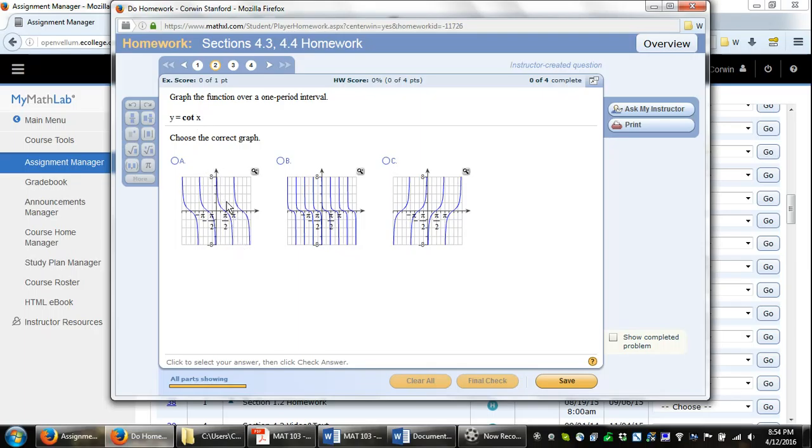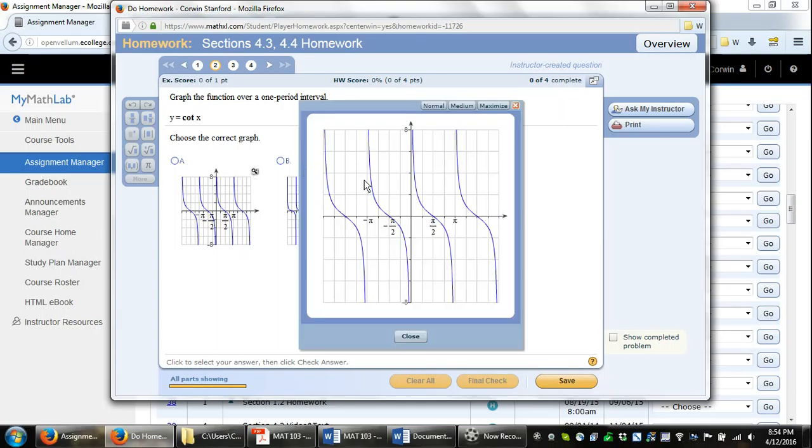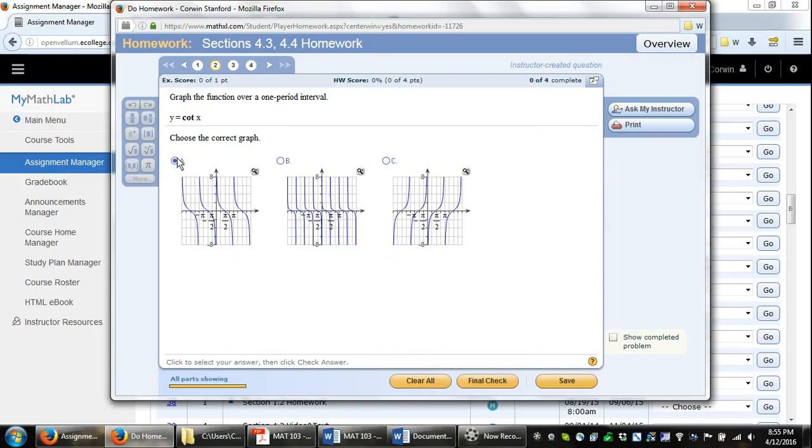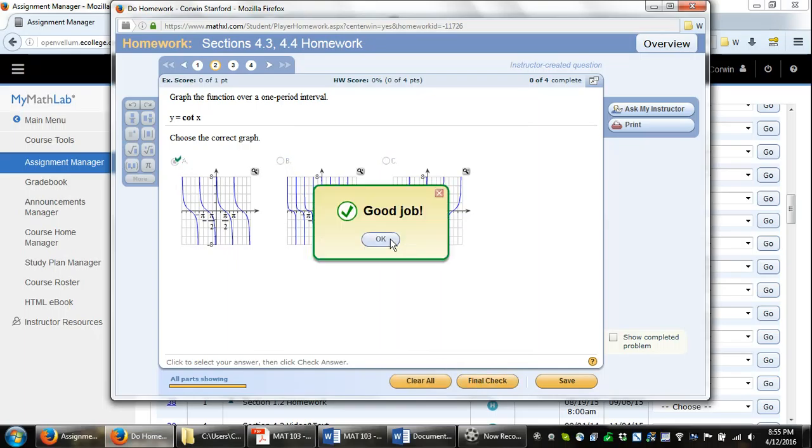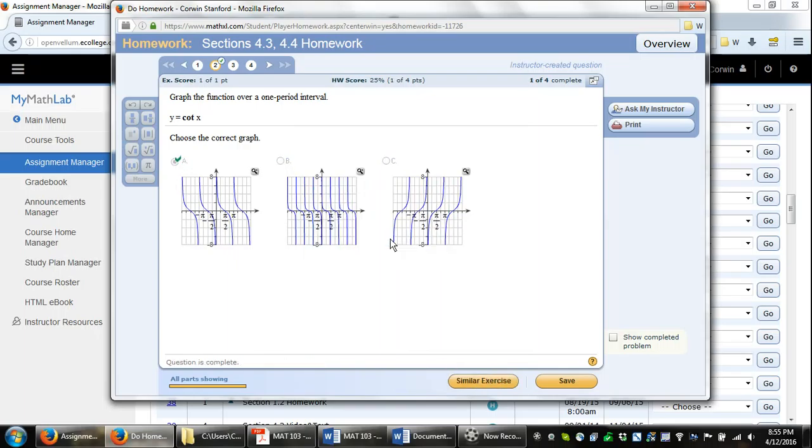So which one of these is it? You have to remember your period for that. The period of cotangent is pi, just like the period of tangent is pi. So that's a super easy homework section for you.